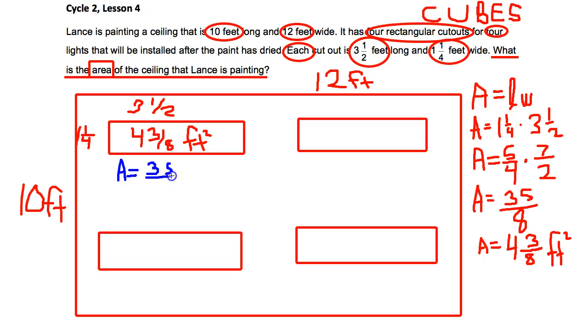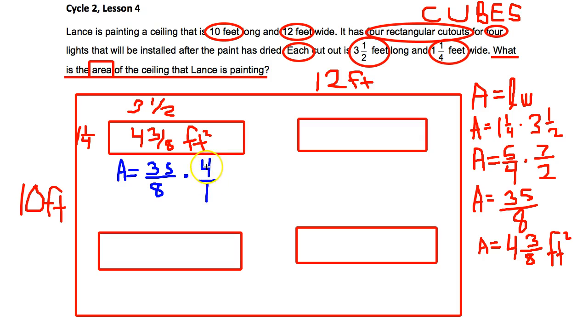Since I'd have to make this an improper fraction anyhow, I'm just going to go ahead and use what I already know. So 35/8 times 4. And instead of just putting 4, I'm going to put 4/1, because I'm going to have to make that whole number an improper fraction too. Now I can cross simplify here.